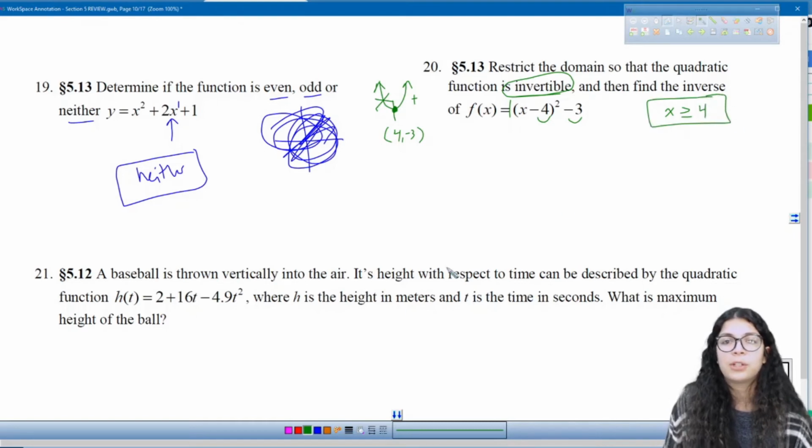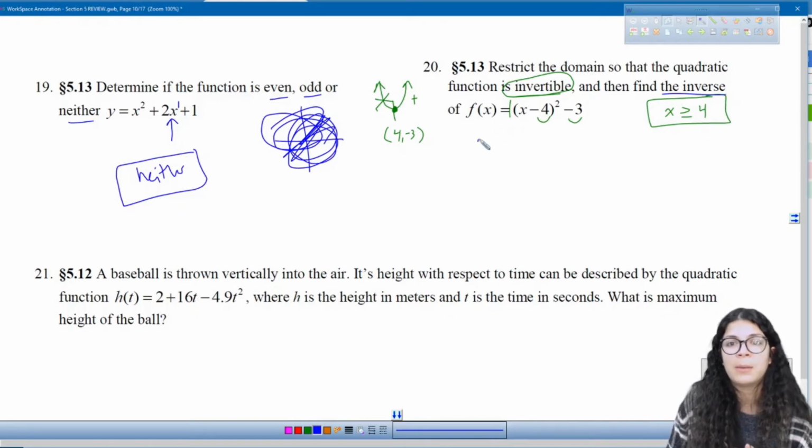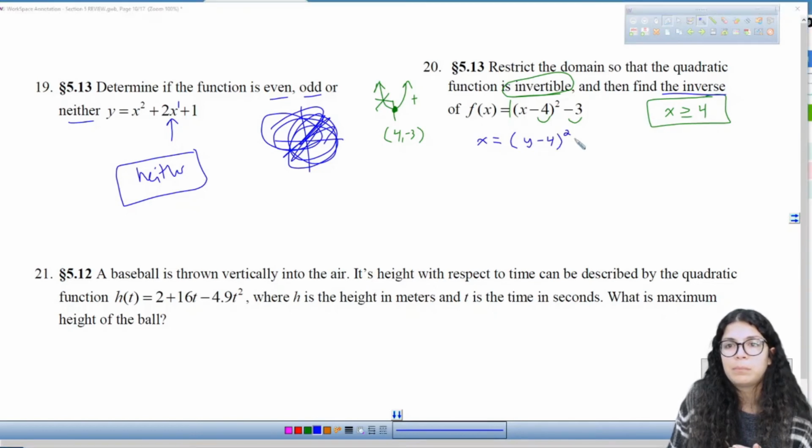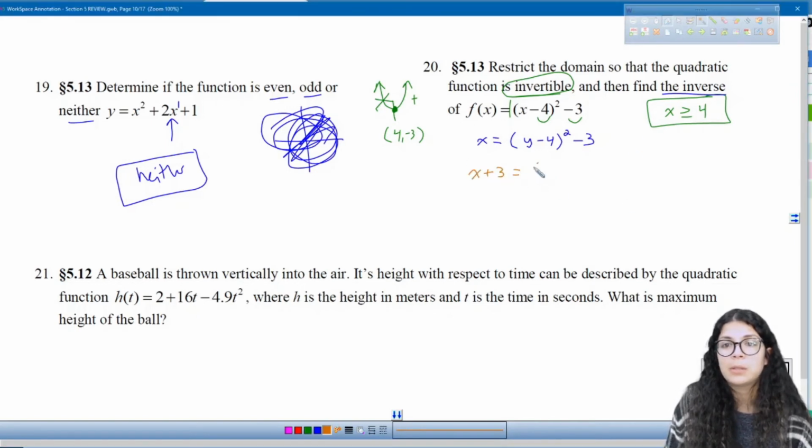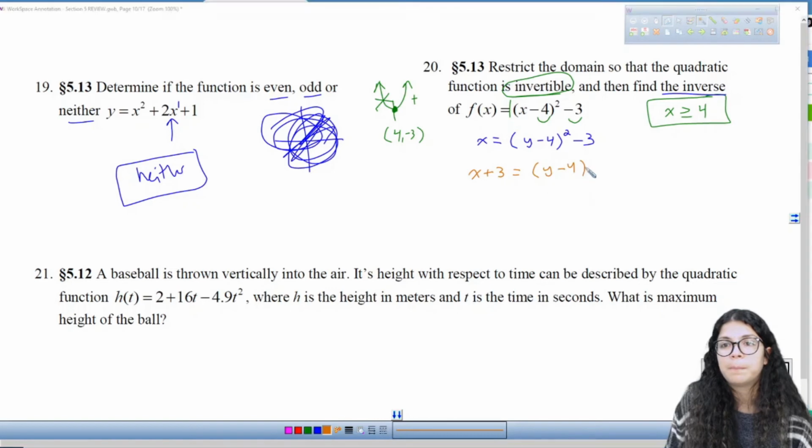Now that I have that restriction, I can go ahead and solve for the equation. I'm going to go ahead and find the inverse by switching the x and the y value. So the y value becomes x. The x value becomes y, and then I need to solve for y. So I'm going to go ahead and add 3 on both sides. So I have x plus 3 equals y minus 4 squared.